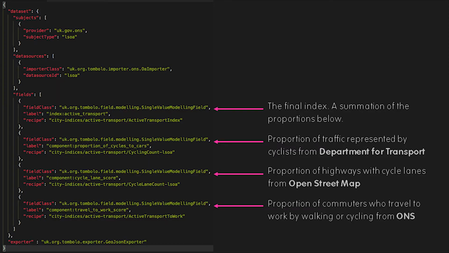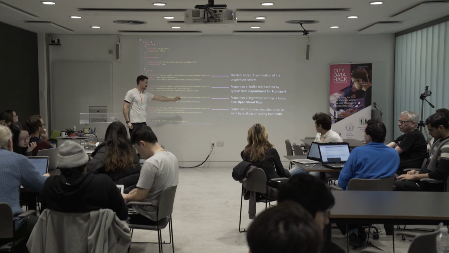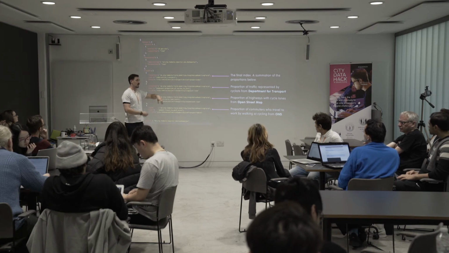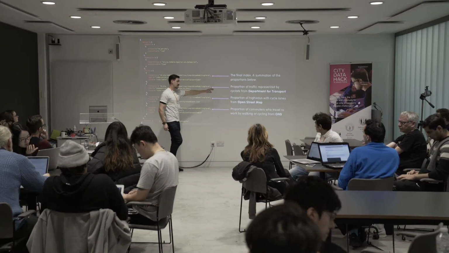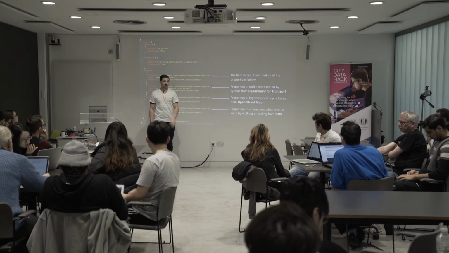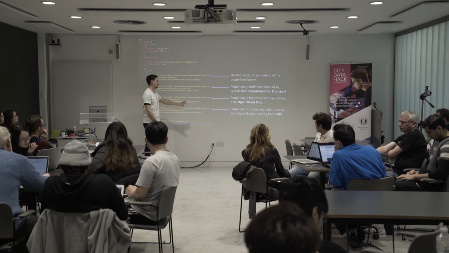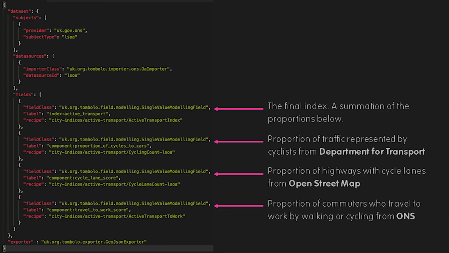But then we also bring information in from the Department for Transport. We bring in information from OpenStreetMap, so that is the relationship between the number of highways that actually have cycle lanes in a particular area. The information we get from Department for Transport is the proportion of traffic that is represented by cyclists. And then we also bring in information from the Office for National Statistics, which is related to the proportion of commuters who travel to work by walking or cycling.